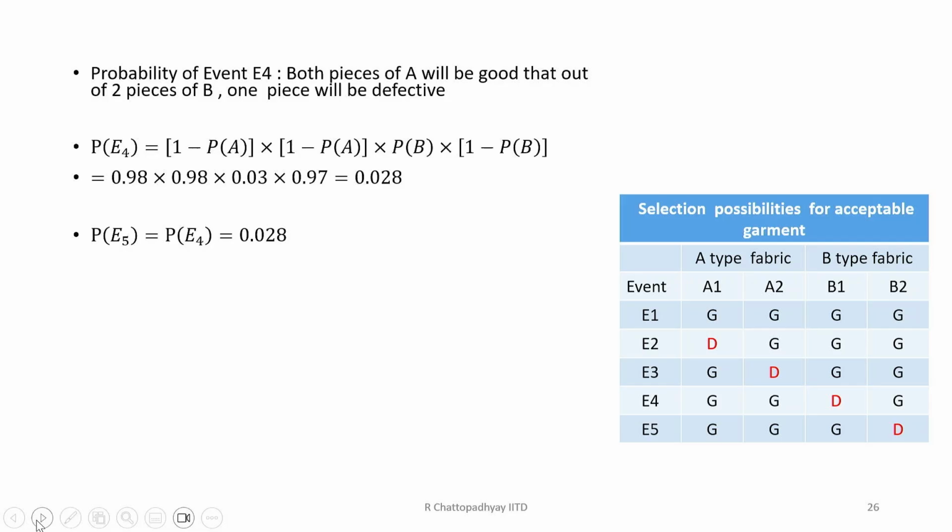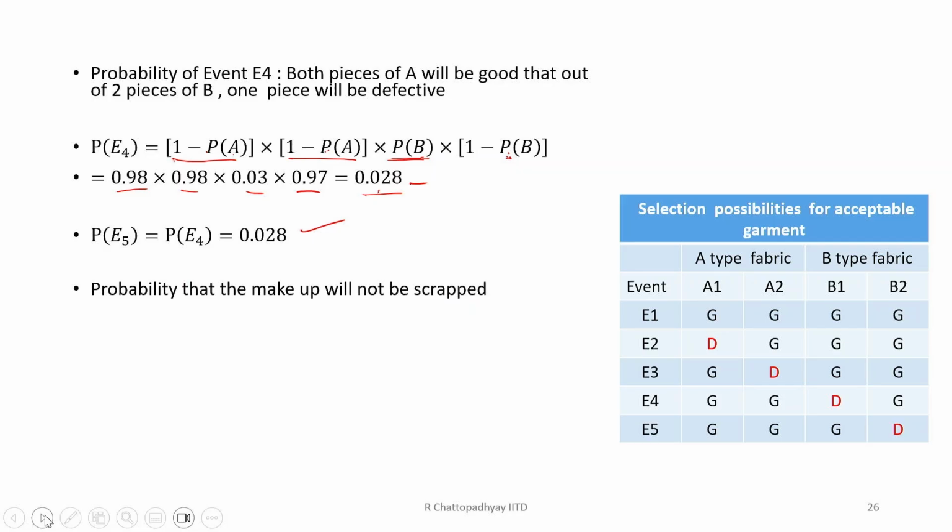Probability of E4 and E5 will also be similar, because here one of B type of fabric will be defective. So first two are good. So E4 will be what? 1 minus PA, 1 minus PA, A type being good here, A type being good, and one of the B type is being good. This is B being defective. So these are the corresponding probabilities. The value is coming 0.028. For E5, exactly will be same, 0.028.